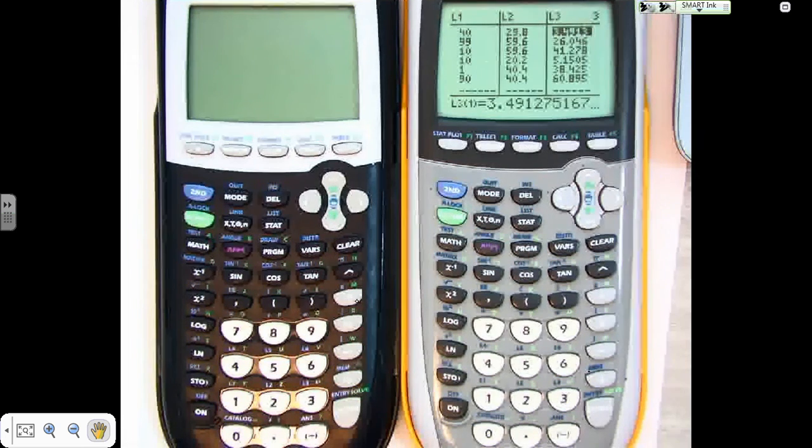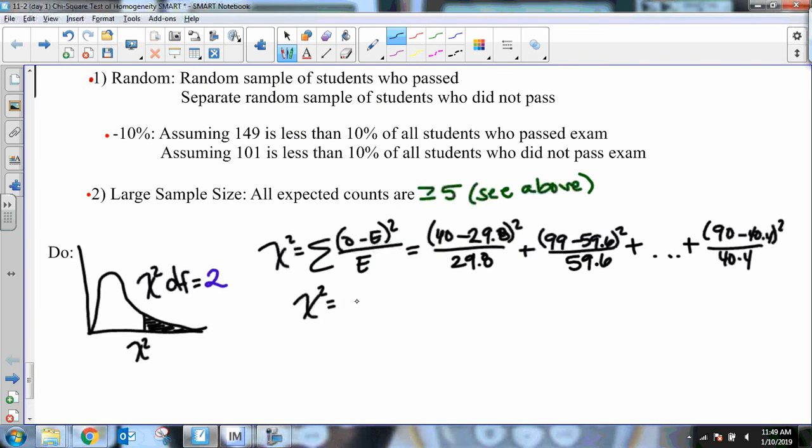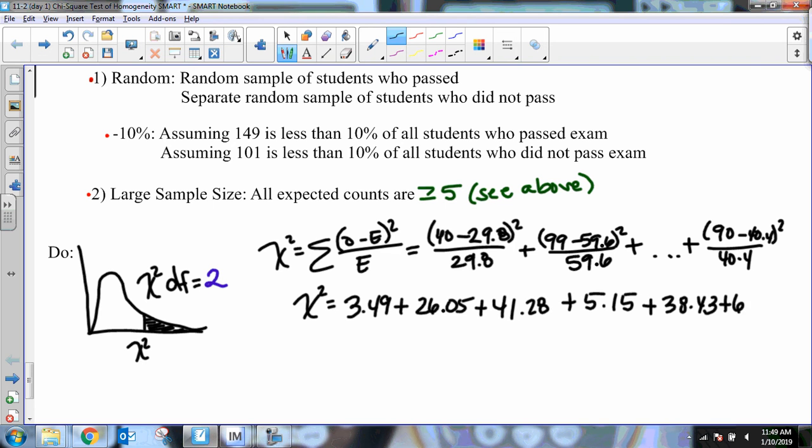I'm not going to write down the full decimal values of those, but I'm going to at least round them a little bit. Okay? So I'm going to copy those numbers down. The first one is actually 3.49, plus 26.05 plus 41.28 plus 5.15 plus 38.43 plus 60.90. All right. So that's my chi-squared.